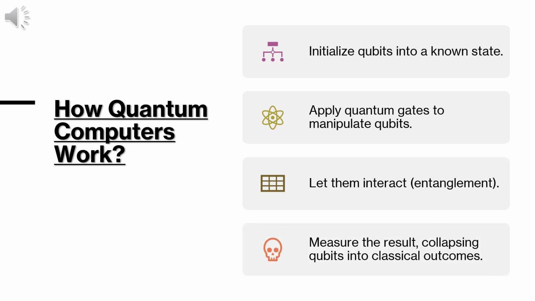Quantum computers work in a few steps. First, they initialize the qubits to a known state, usually 0. Next, they apply quantum gates. These are like instructions that change the qubits. Then the qubits become entangled and interact with each other. Finally, we measure the result, which collapses the qubits to either 0 or 1. This process gives us the answer to the problem we're trying to solve. But because qubits are probabilistic, we often repeat the process many times to get reliable results.